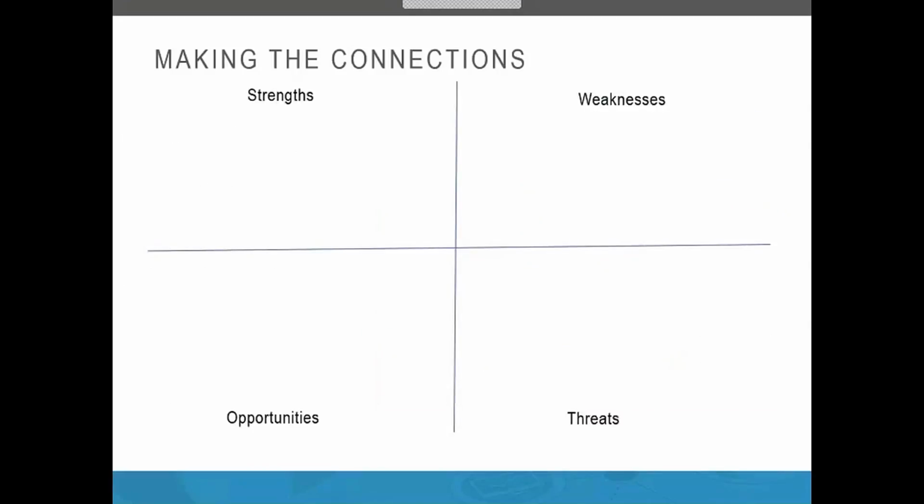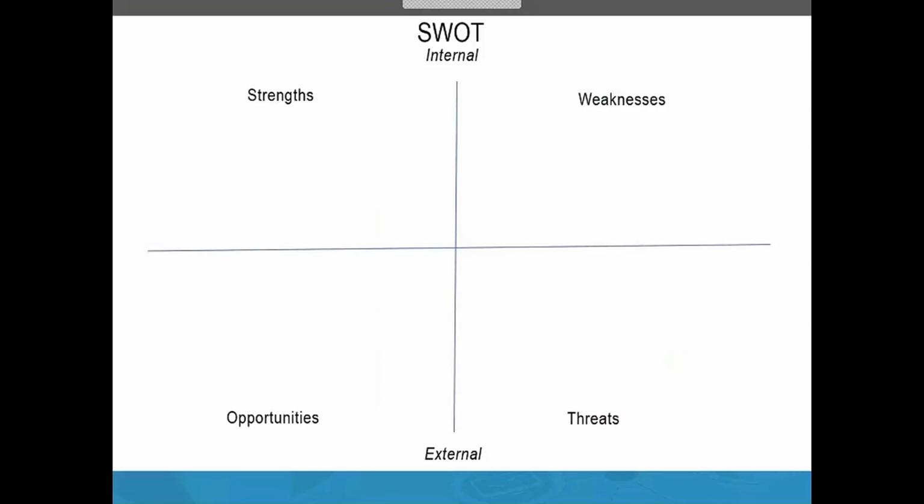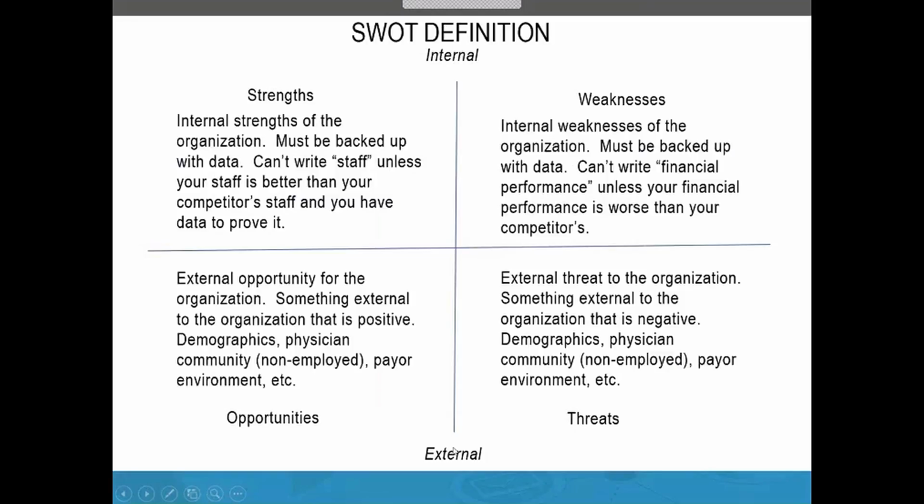So a great strategic planning tool to organize your data is a SWOT analysis, which is strengths, weaknesses, opportunities, and threats. A lot of you have seen this, and I'm going to go over what I think are the good parts and then the challenges of using a SWOT. So strengths and weaknesses are internal to the organization. That means we have some kind of control over these. Opportunities and threats are external to our organization, and most of these are outside the organization's control. So here we go into more detail about what goes into each quadrant.